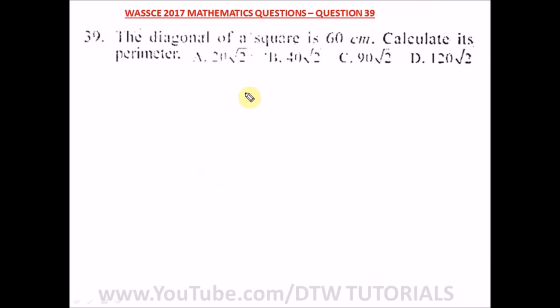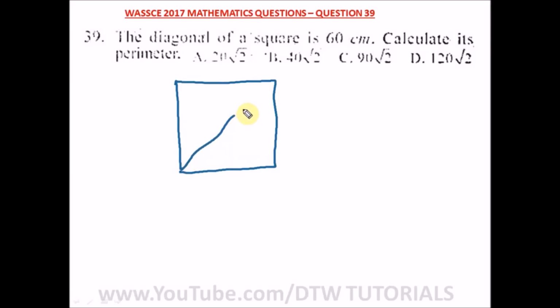Question 39 of our WASSCE 2017 mathematics past question. It says the diagonal of a square is 60 centimeter. Calculate its perimeter. Okay, remember, in a square, all sides are equal, and we're told the diagonal is 60 centimeter. So it means if this side is x, this side is also x.